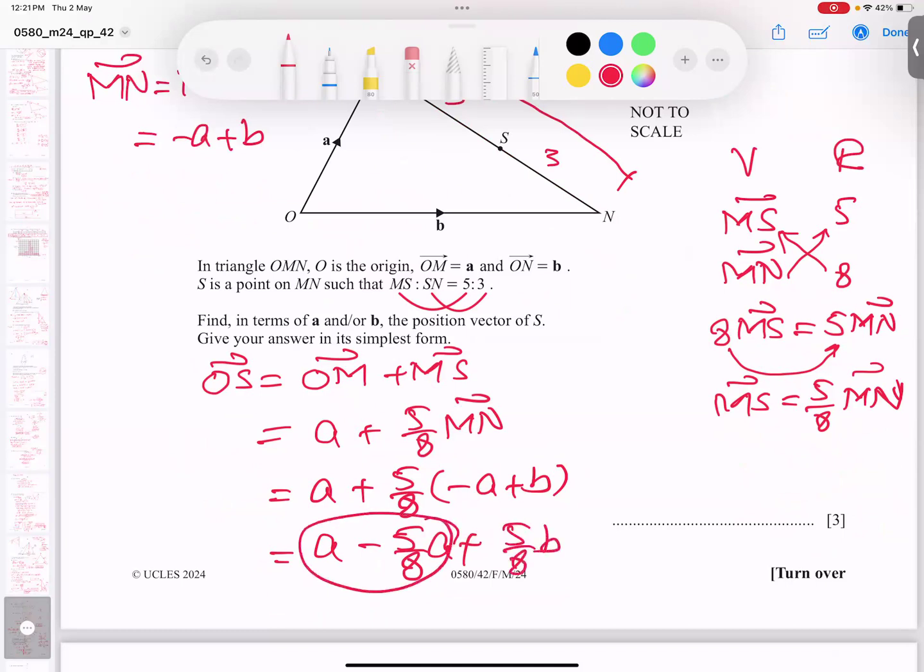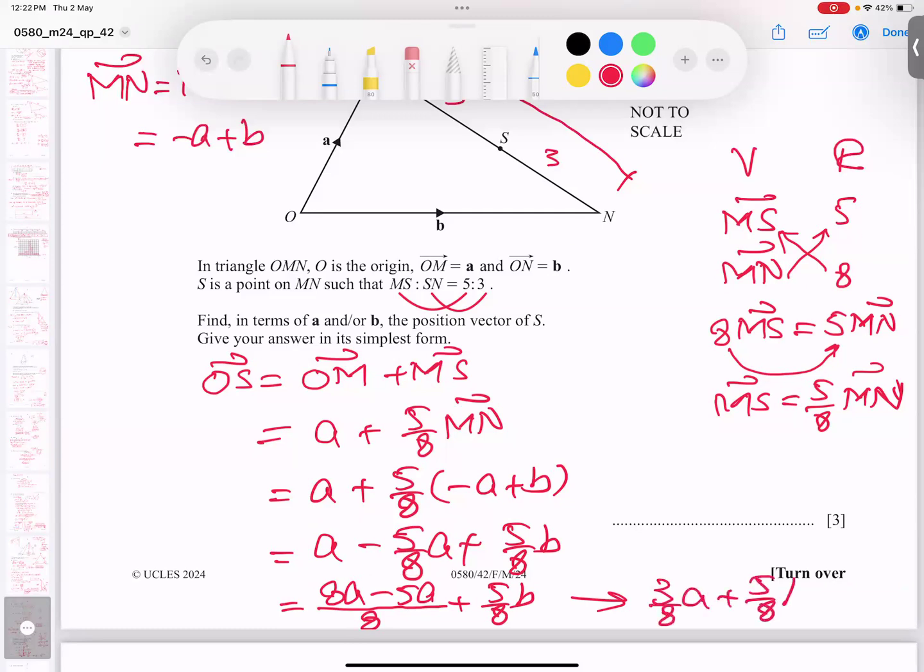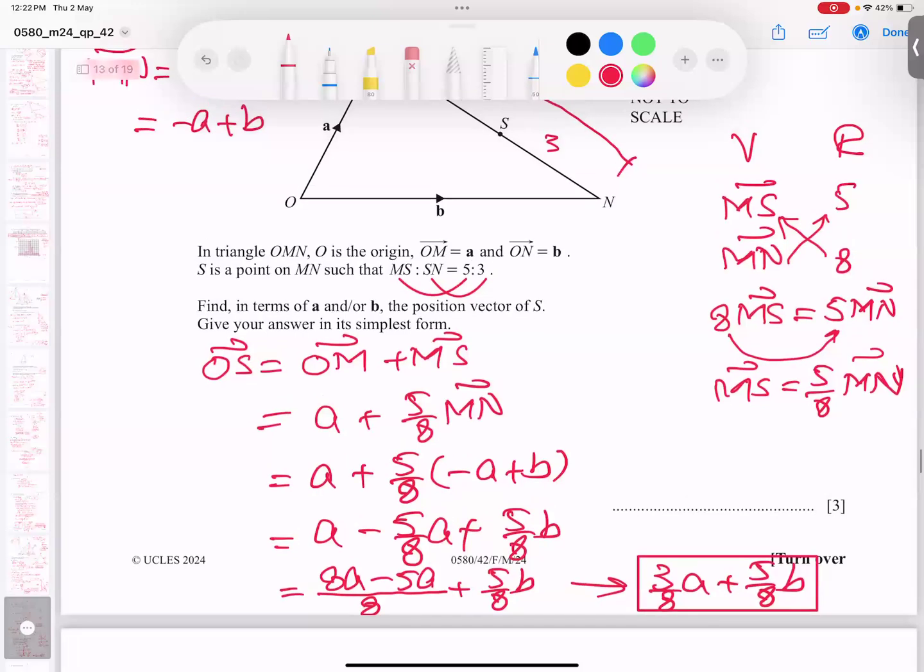And there are two A's, take LCM. 8 is LCM. So if 8 matching, upper -5A copy. But if A nothing, under A nothing, 8, 8 will multiply. And this remains the same. And finally, out of 8, 5 gone, 3 by 8 times 2A, and 5 by 8 times 2B. This is my answer of OS. And I believe the point is very clear. And let's go for the next question.